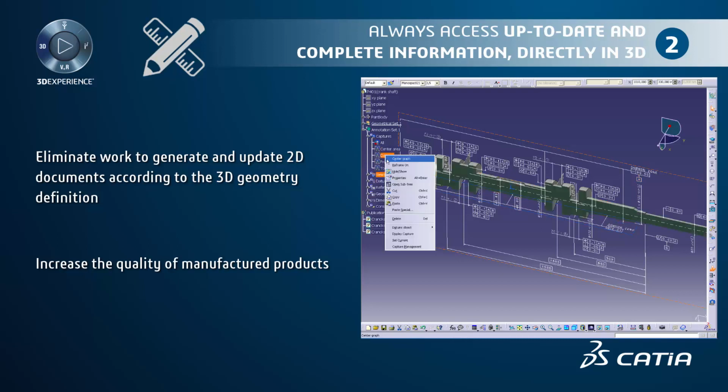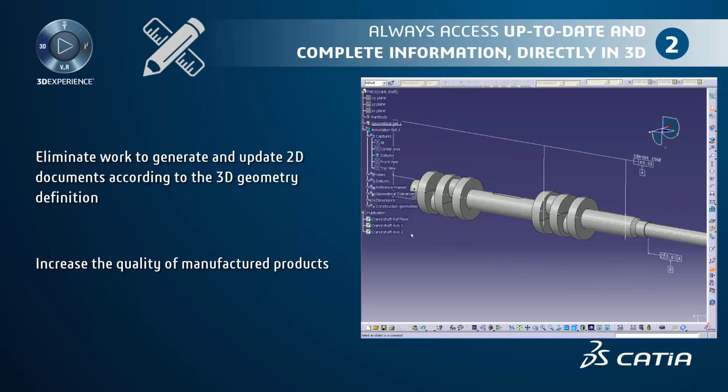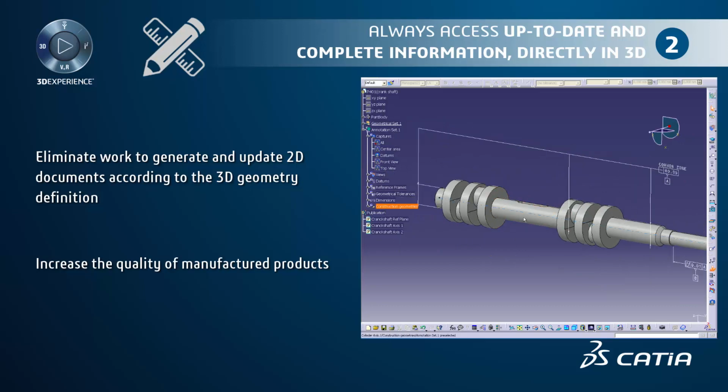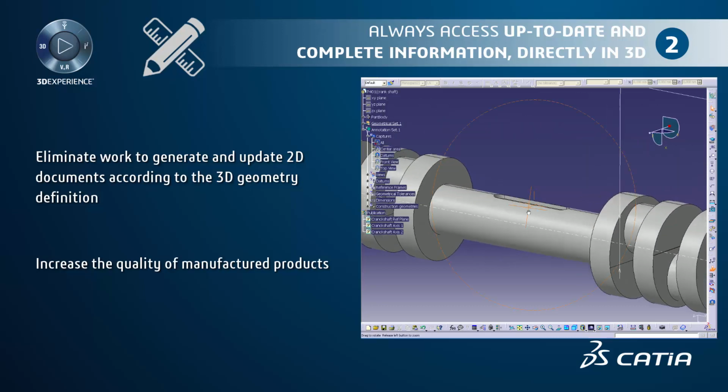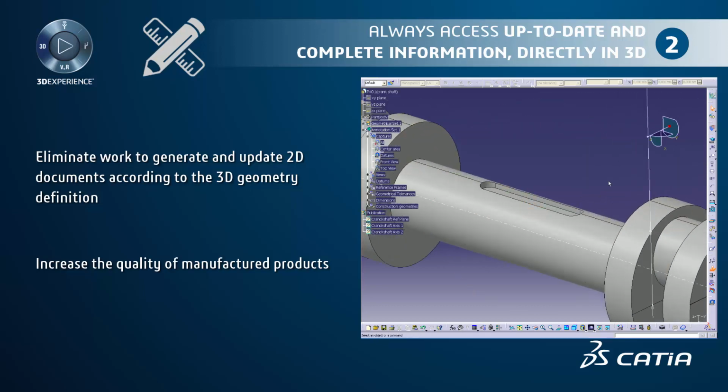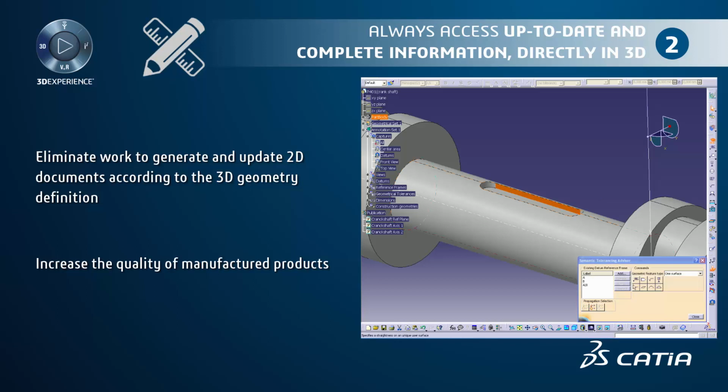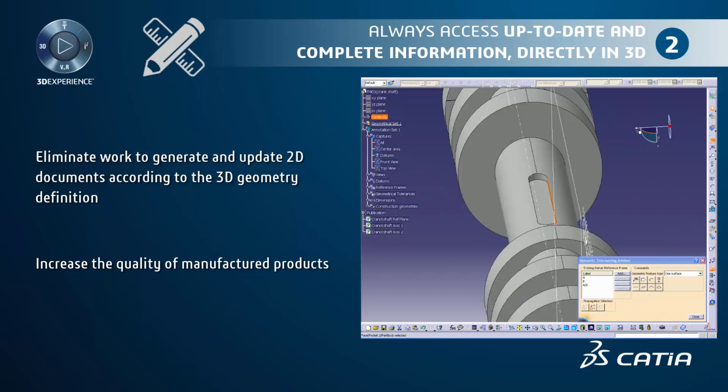CATIA Functional Tolerancing and Annotation ensures the easy definition and management of 3D tolerance specifications and annotations of parts and assemblies. It reduces reliance on 2D drawings by capturing all drawing information, 3D tolerance specifications, and annotations inside the 3D model.